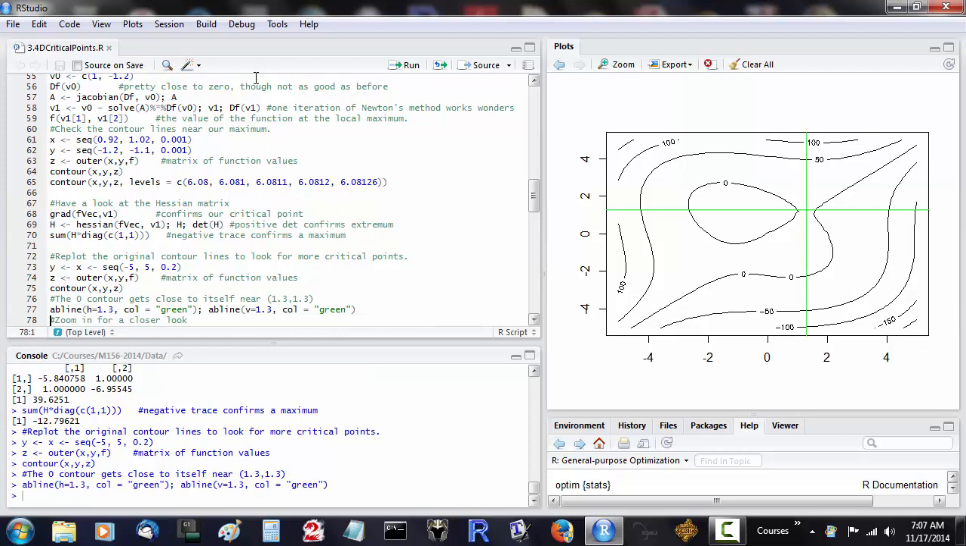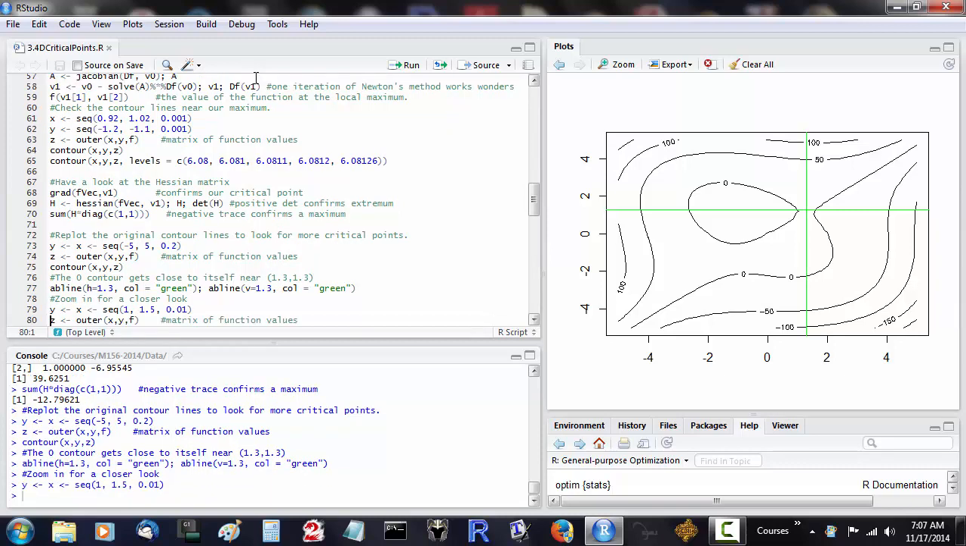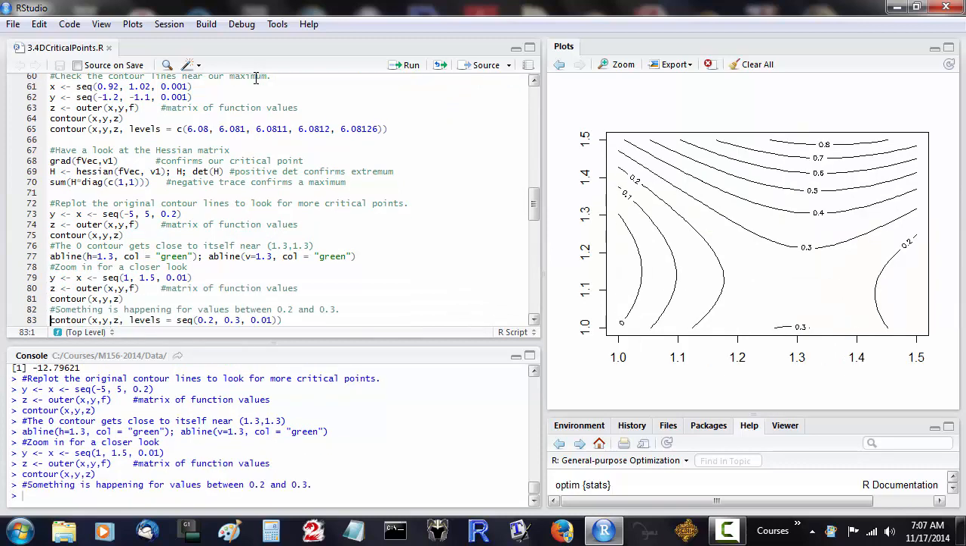Our suspicion focuses on a place where x and y are both close to 1.3. So let's zoom in for a closer look. And those hyperbolas are pretty much a giveaway for a saddle point. Circles or ellipses tell you you've almost certainly found a maximum or minimum. Hyperbolas like this tell you you've almost certainly found a saddle point. And we know the values near that point because we can see the contour lines for 0.2 and 0.3.